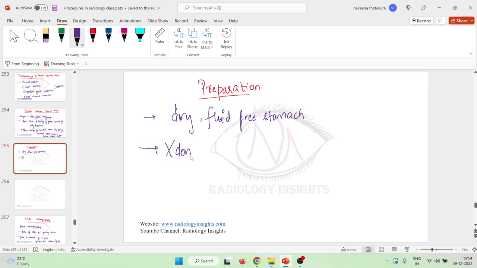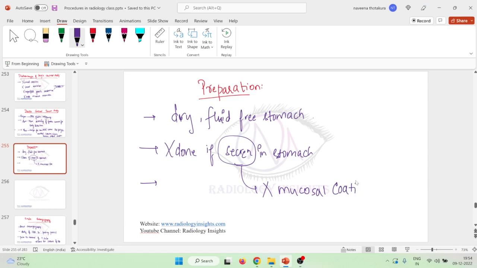It is not done if there are any secretions in the stomach. If there are any secretions, then we should not do this study. Why? Because these secretions will prevent good mucosal coating. For example, if this is the bowel loop and there is a secretion here, the contrast will coat the mucosa but not the secretion. So the secretion will look as though there is some defect here, and we might diagnose the patient as having a tumor or some lesion over the areas where secretions are actually present. As a result, this study is not done if the stomach has secretions.